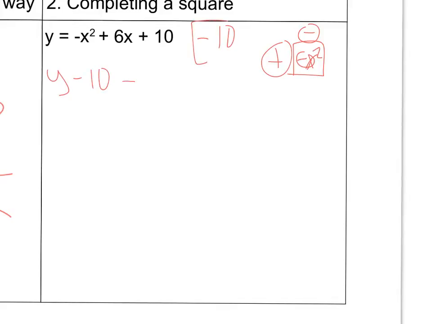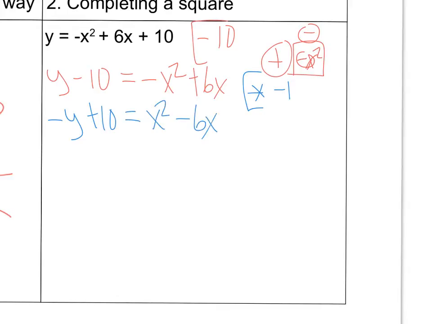Y minus 10 equals negative x squared plus 6x. Now I noticed here, what I've just said is I can't complete a negative square, but I can complete a positive square. So I want to get rid of this negative. Well, I could divide everything by -1, or I can multiply by -1. This gets the same result, right? So what I'm going to do is just multiply everything by -1. So times -1, and every single term will change. So this becomes -y plus 10 equals positive x squared minus 6x. Okay, so that's what that looks like. And now I can complete the square.